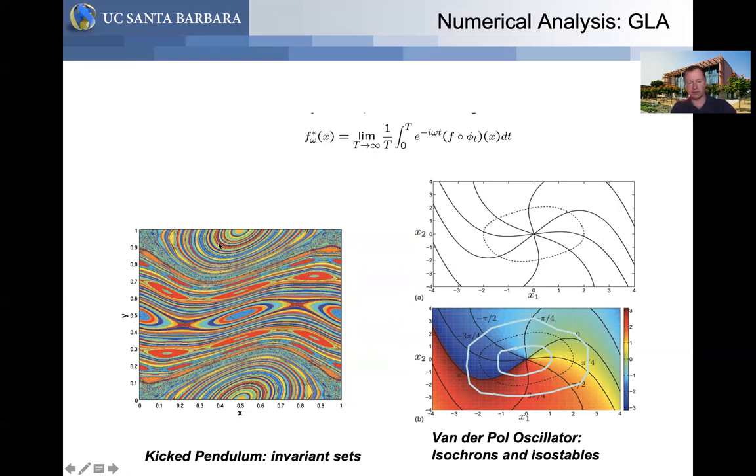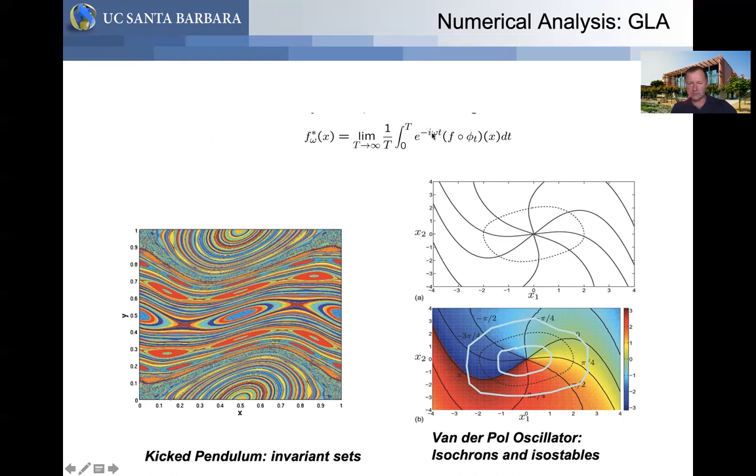And here I'm showing an old result from a paper with Zoran Levnajić a long time ago. These are invariant sets of the kicked pendulum, quite an interesting image. If omega is different from 0, for example, for the van der Pol oscillator, here is its limit cycle. Here is x1 and x2, here is its limit cycle. If we put omega exactly the frequency of rotation on the limit cycle, we're going to get those isochrones. So the level sets of the associated eigenfunction are isochrones.